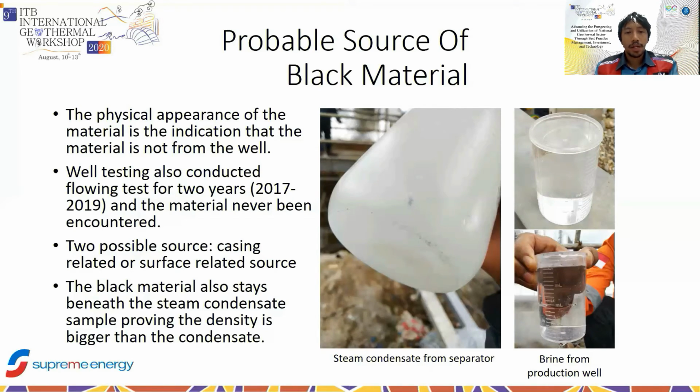So, if it is from the casing, the brine won't be clear as this kind of sample. This was taken during the RR test, reliability run test, I think in December 2019. It's clear. So the most probable source of the black material itself is from the surface related source. It's from the pipe.